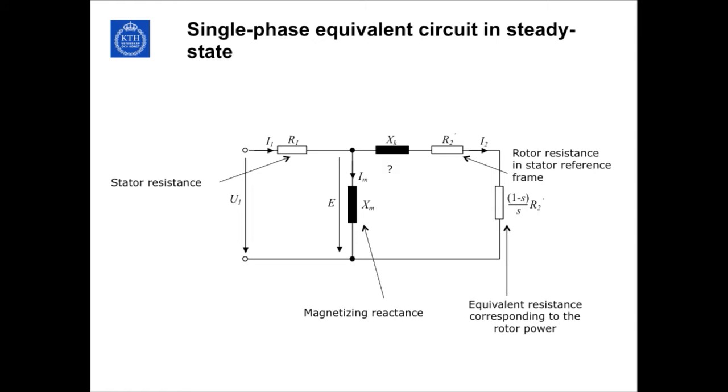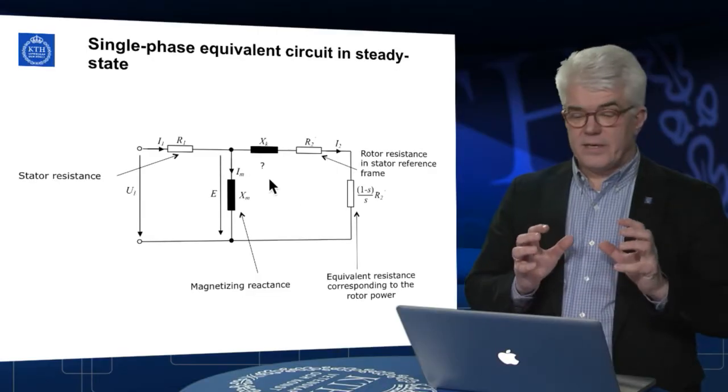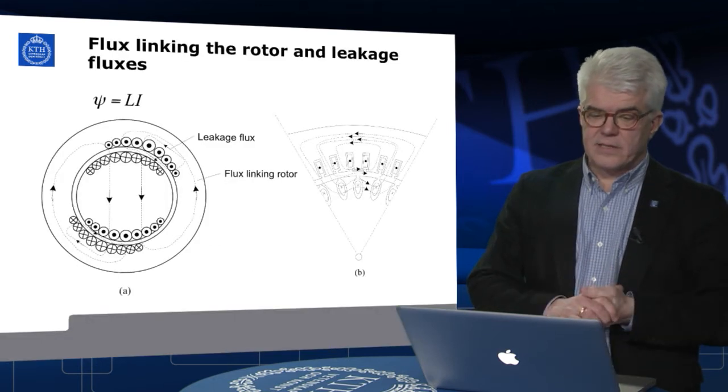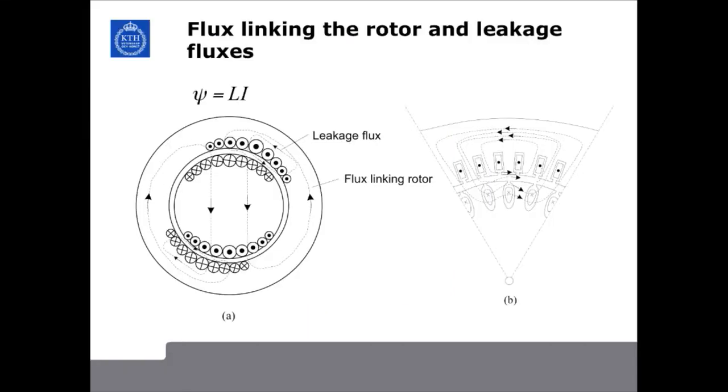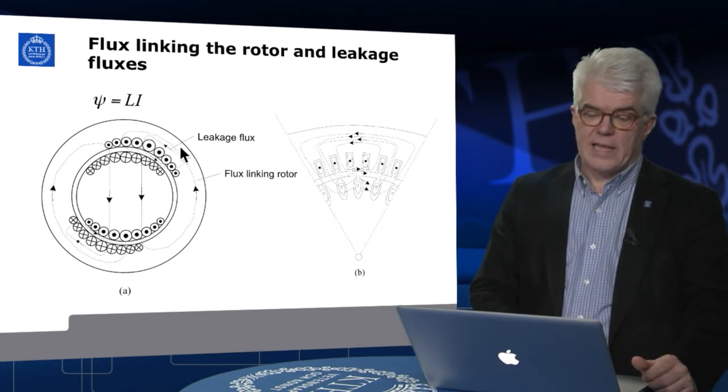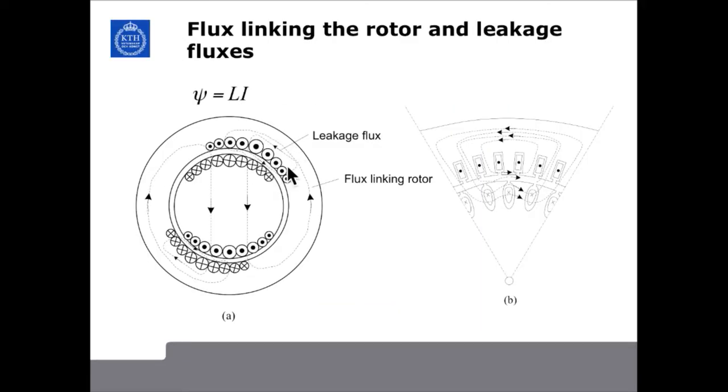And the last part here is XK. So what is XK? Well, XK is leakage reactance due to the leakage inductances. And leakage inductances are due to the fact that not all flux is linking both the rotor and the stator. Leakage fluxes are fluxes that do not link stator and rotor. This is an example where it only links the stator winding here. That is, it doesn't cross the air gap, go into the rotor and back to the stator. These are typically called leakage fluxes.